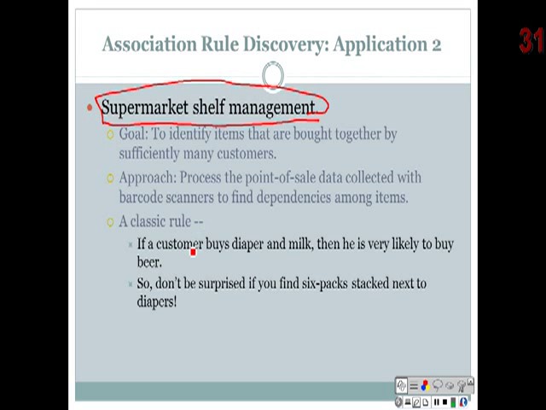A classic rule: if a customer buys diaper and milk, then he is very likely to buy beer. So don't be surprised if you find 6-packs stacked next to the diapers. Okay, that was the old way of using this kind of technique. In the current way, they are changing the technique: they put them far apart so the customer can see other types of products to buy on his way to look for the associated item.